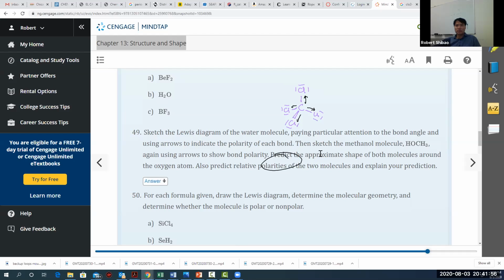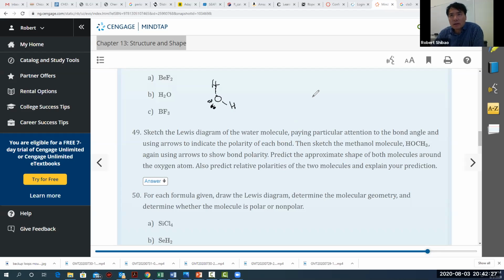Sketch the Lewis diagram of the water molecule, paying particular attention to the bond angle, using arrows to indicate the polarity of each bond, and sketch the methanol molecule. All right, so first let's sketch water. We know water has 2 lone pairs and 2 single bonds. So let's put the single bonds in the plane, this. And then 1 lone pair will wedge out like this, and the other lone pair will wedge in like that. And so this is our standard tetrahedral EPG, but the MG is going to be bent like this.